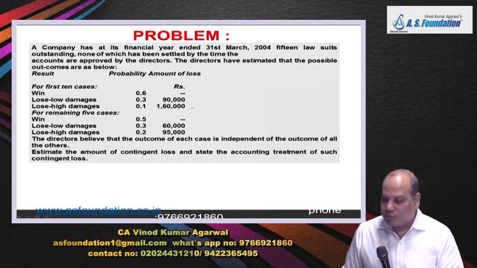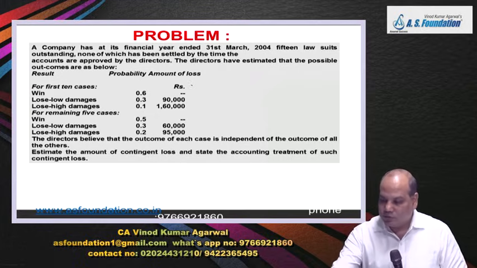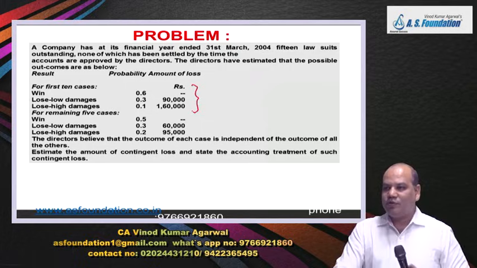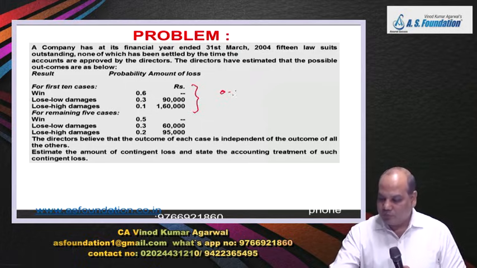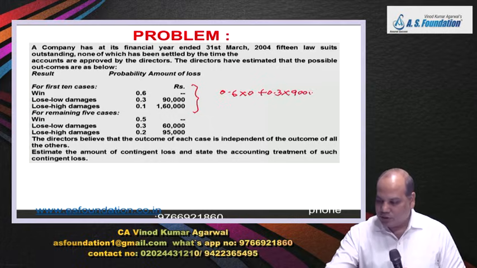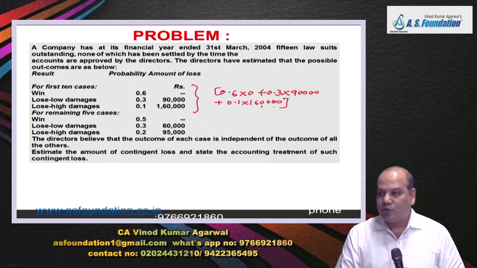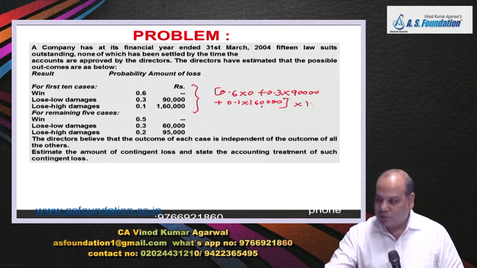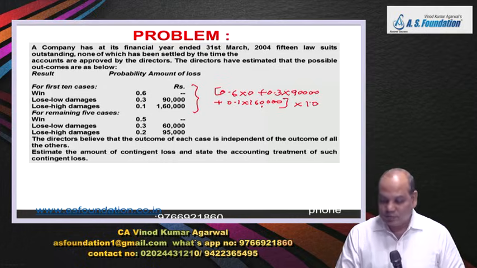Now this question requires you to apply your statistical knowledge. How to compute the estimated loss? A brief knowledge of mathematics will be useful. 0.6 into 0, plus 0.3 into 90,000, the expected value formula, plus 0.1 into 1,60,000. This will give you the amount of loss for one case, multiplied by 10 cases. Calculate. How much is that?